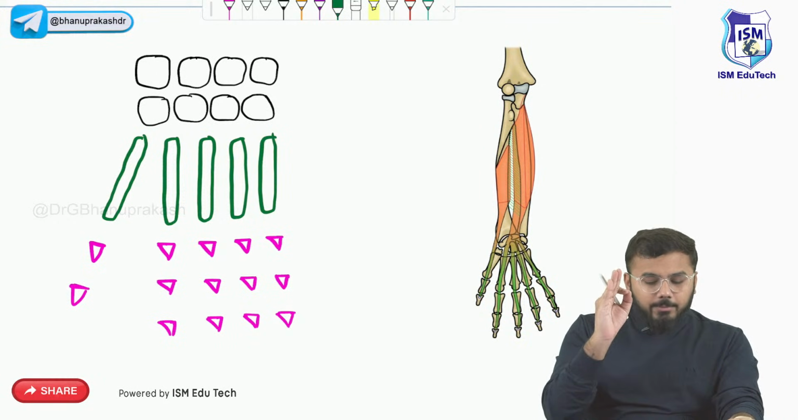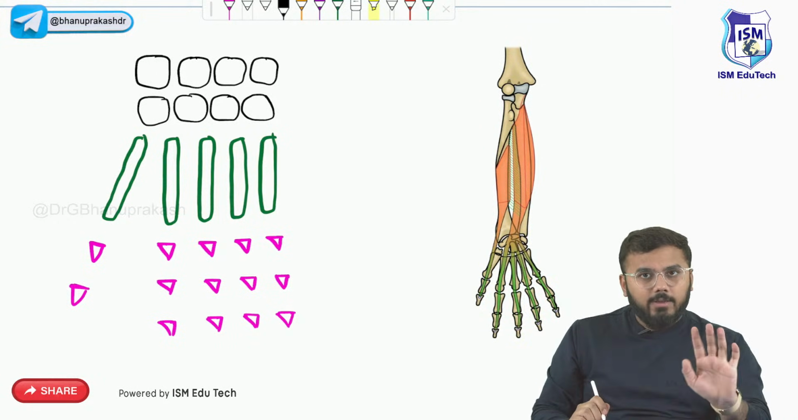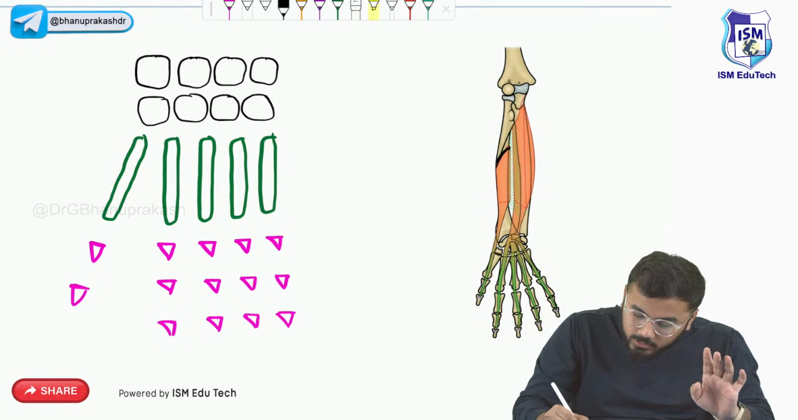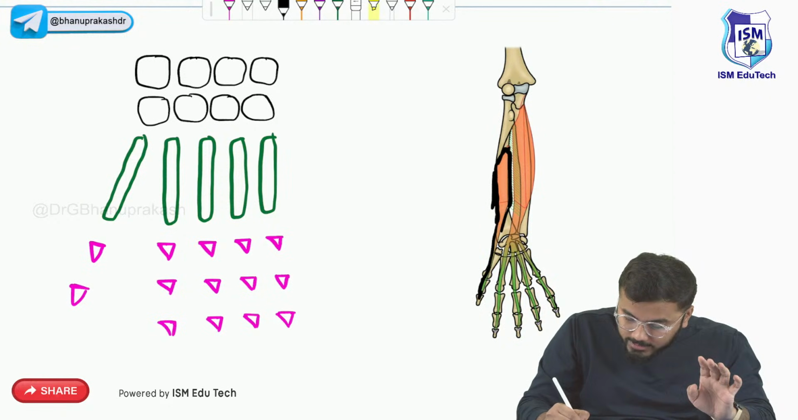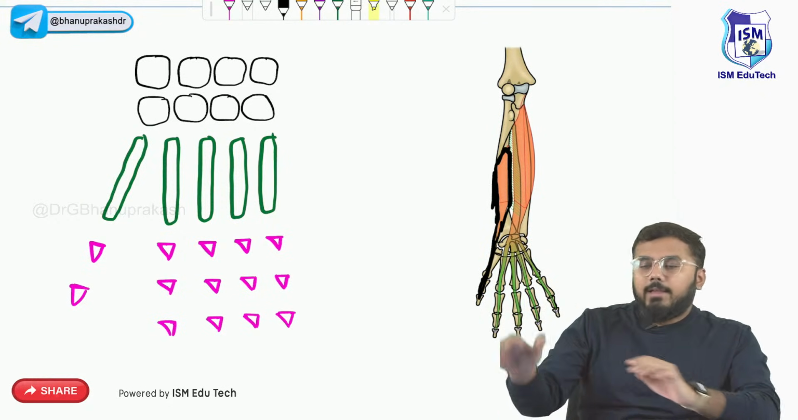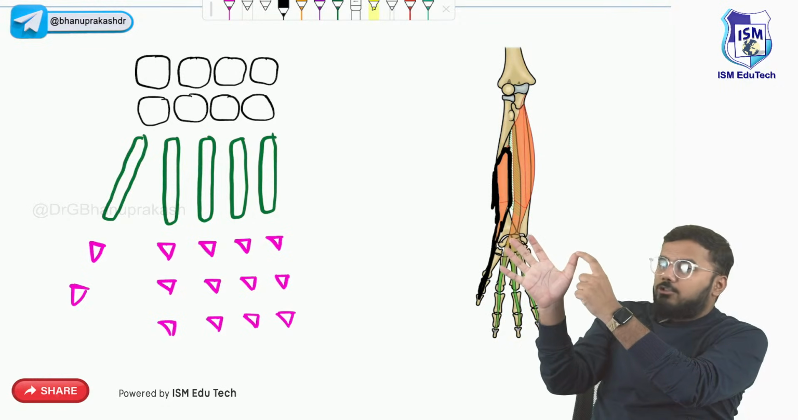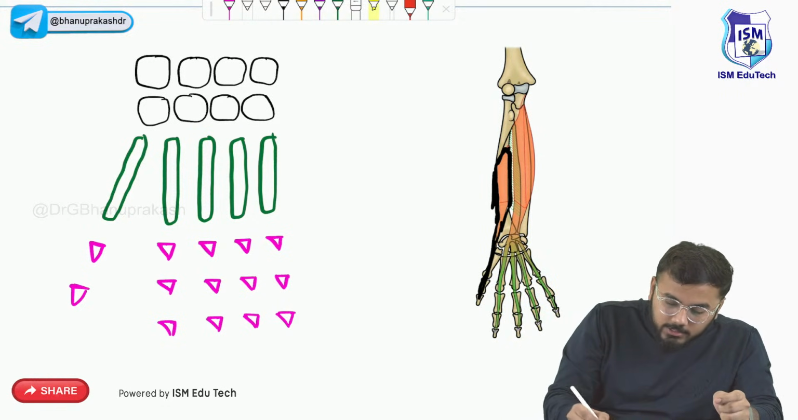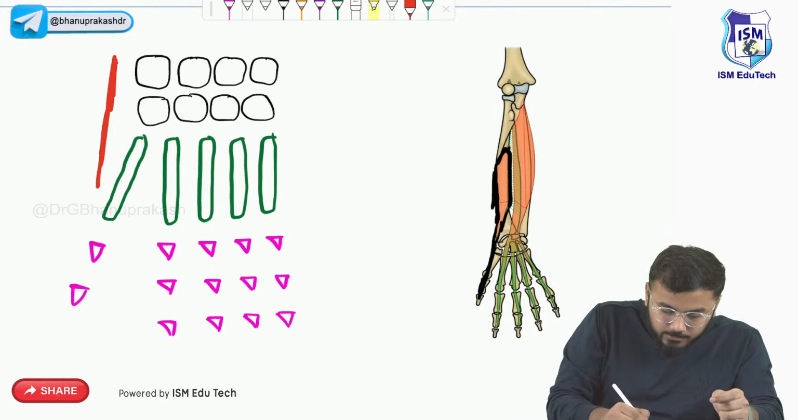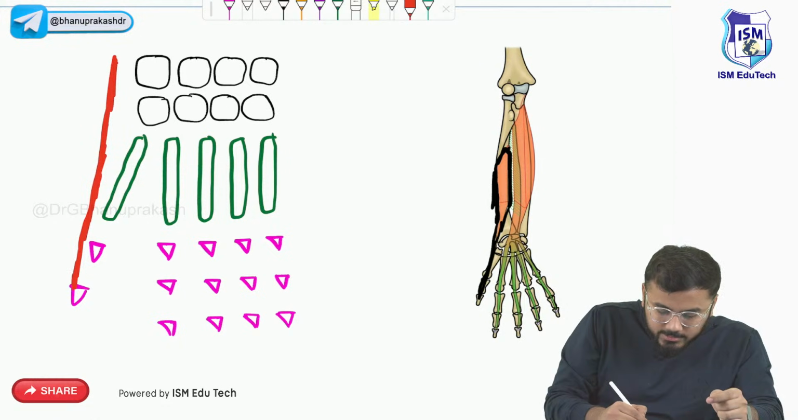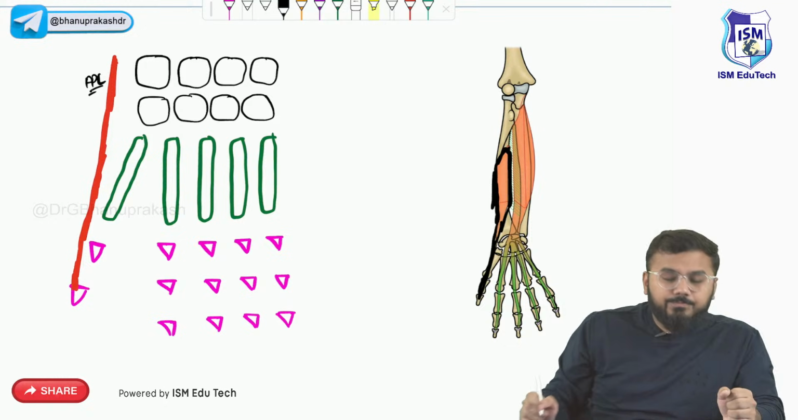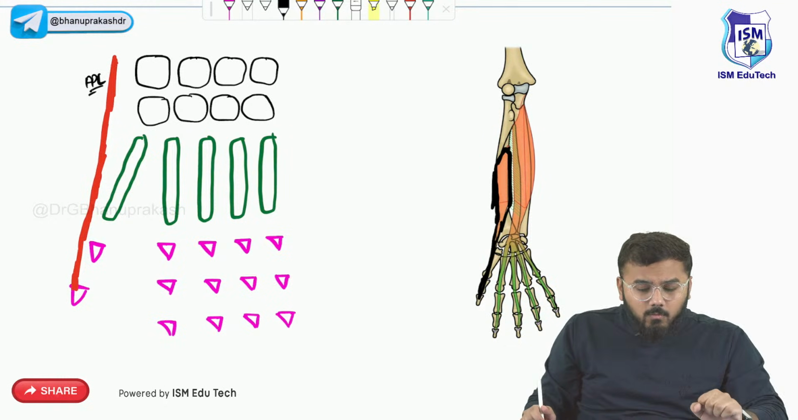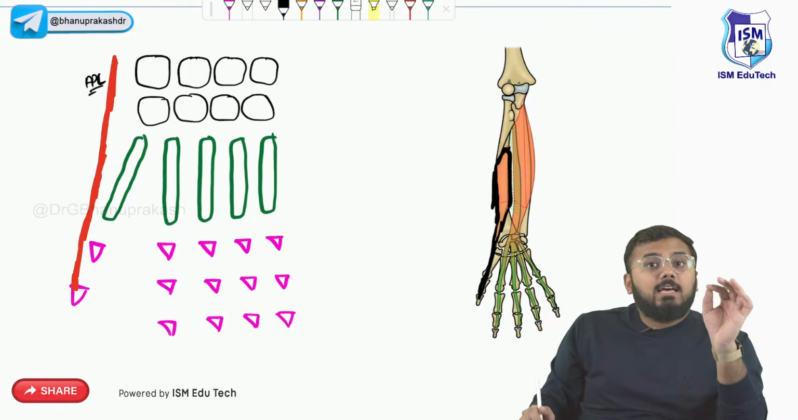The most important point I'm going to tell you here, guys. Look here very carefully. Concentrate on this muscle. What is this? Flexor pollicis longus. And where is this flexor pollicis longus attached? It is attached to your distal phalanx. It comes all the way and attaches to your distal phalanx. There is a next muscle. What is that? Another muscle, flexor pollicis brevis.